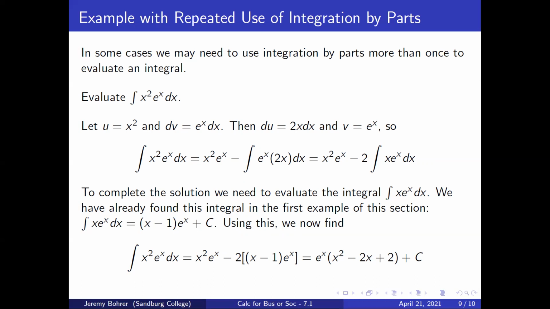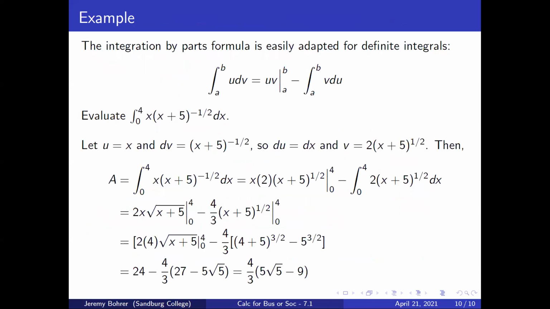Using this, we now find the integral of x^2 e^x dx equals x^2 e^x minus 2(x - 1)e^x, which is e^x (x^2 - 2x + 2) + C. The integration by parts formula is easily adapted for definite integrals. The integral from a to b of u dv is equal to uv evaluated between a and b minus the integral from a to b of v du.